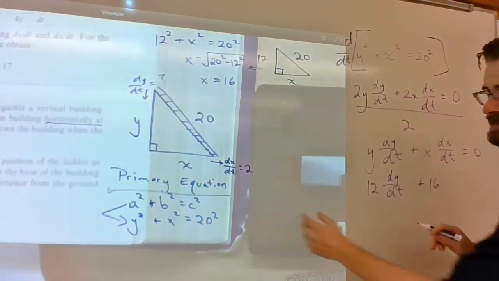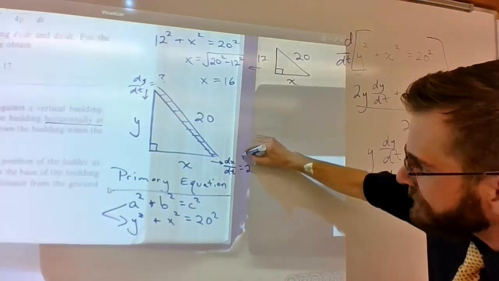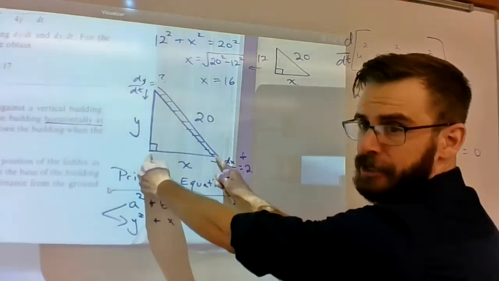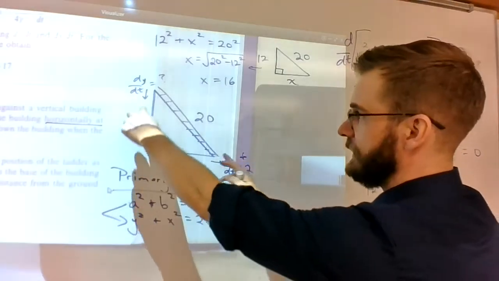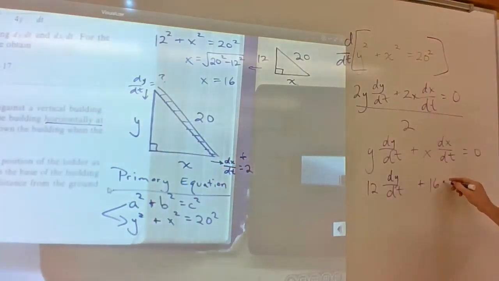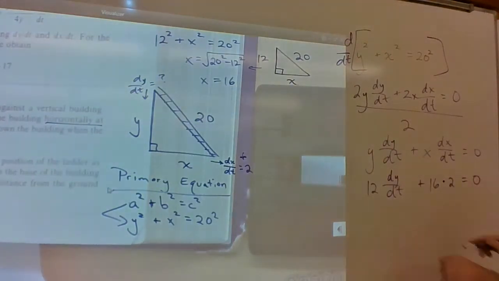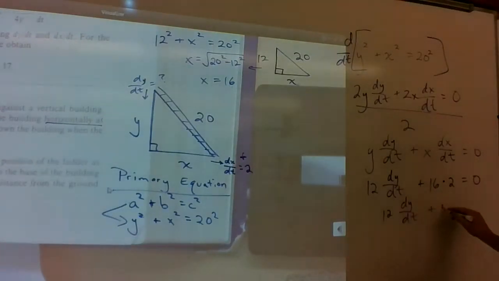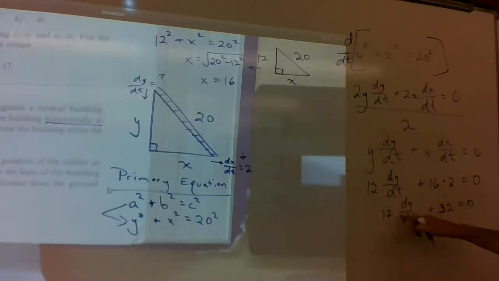and we know dx dt equals a positive 2, not negative 2, because we're increasing x. As this ladder slides down, x increases. So it's times a positive 2. Then we just do some algebra to get dy dt by itself. Minus 32 divide by 12.